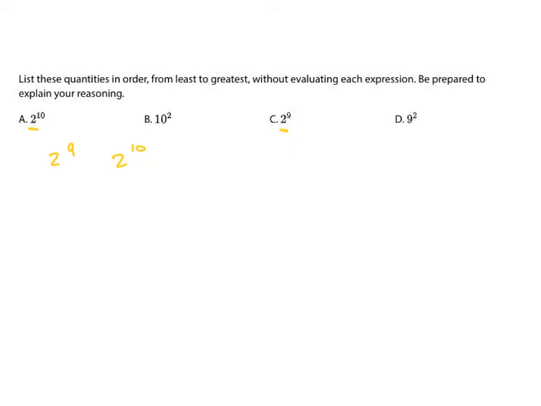Now, if I look at b, 10 to the 2nd power and 9 to the 2nd power, they're raised to the same power, but they're different bases. So 9 to the 2nd power is going to be smaller than 10 to the 2nd power. Now we need to order these 4. Anything raised to a higher power should be bigger than something raised to the 2nd power. This is just 81, and that's 100.